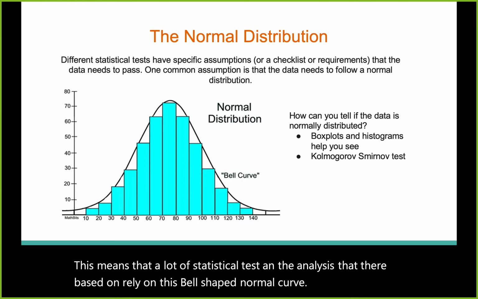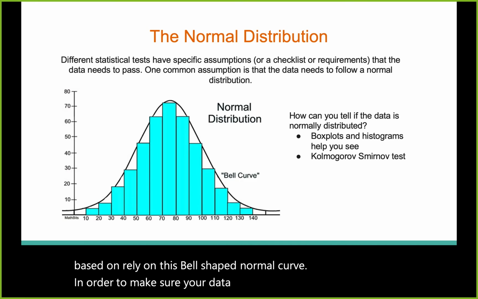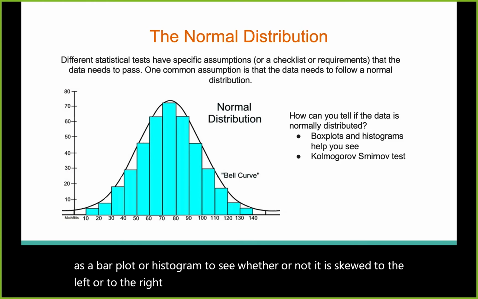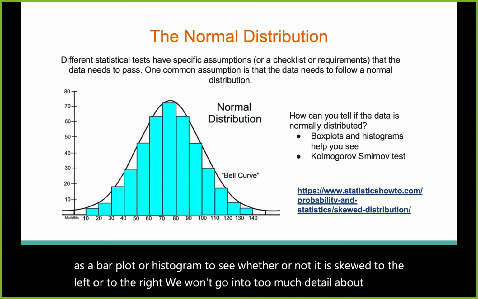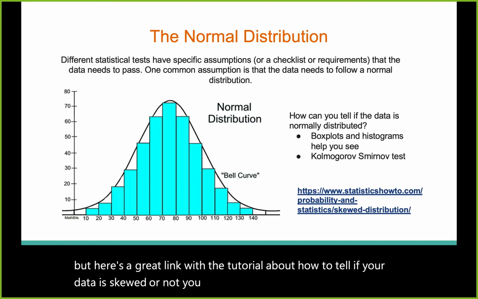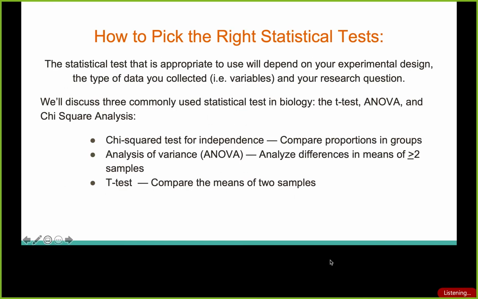In order to make sure your data is normal, you can use a plot, such as a bar plot or a histogram, to see whether or not it is skewed to the left or to the right. We won't go into too much detail about that, but here's a great link with a tutorial about how to tell if your data is skewed or not. You can also perform statistical tests to tell whether or not the data that you have is normally distributed.